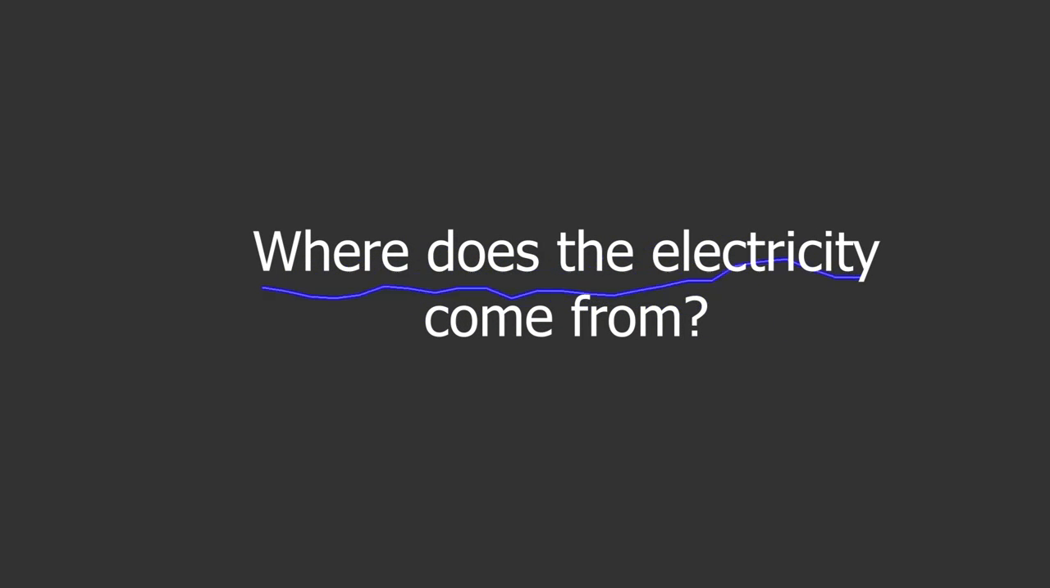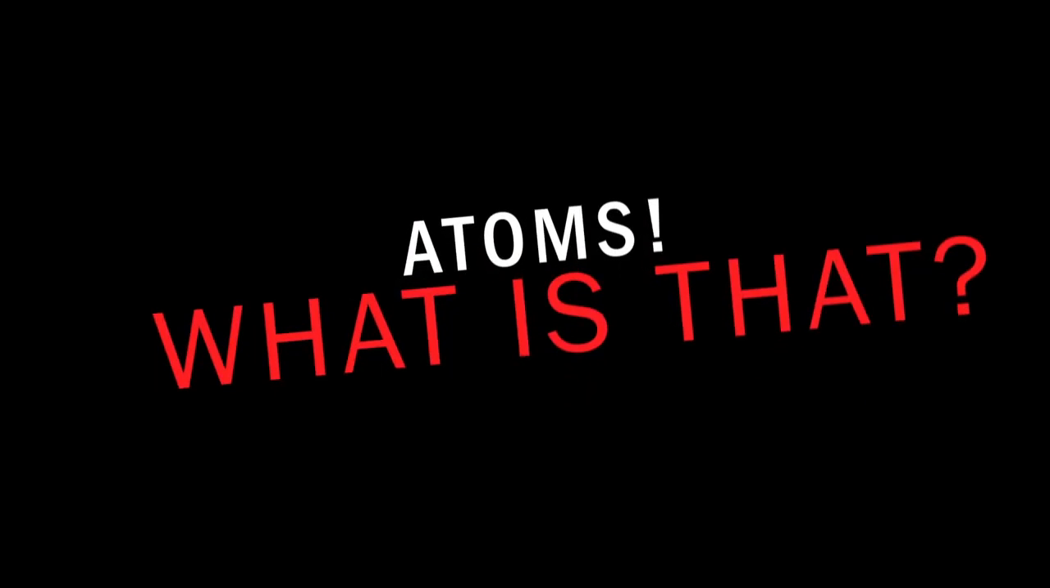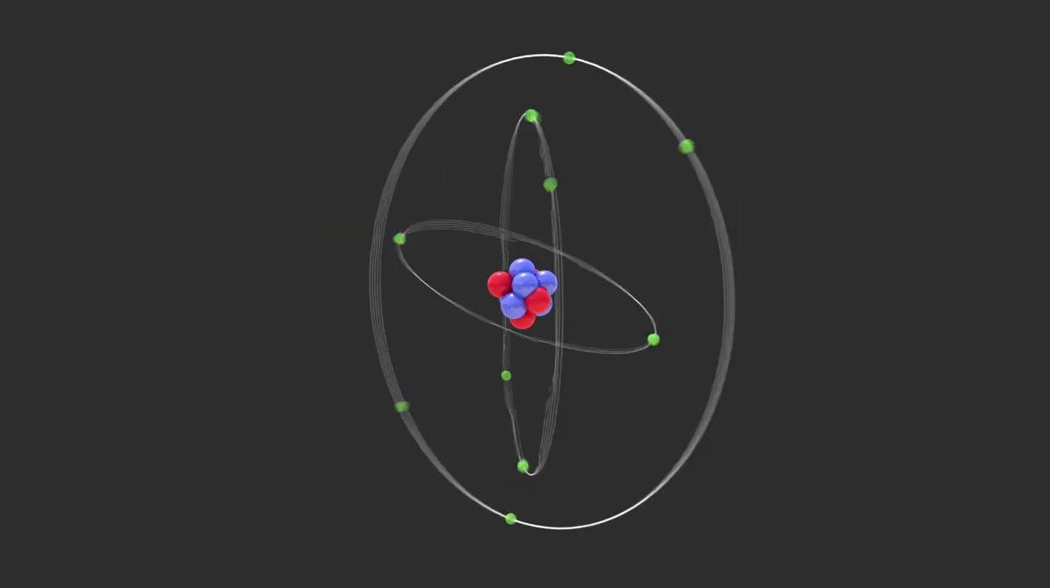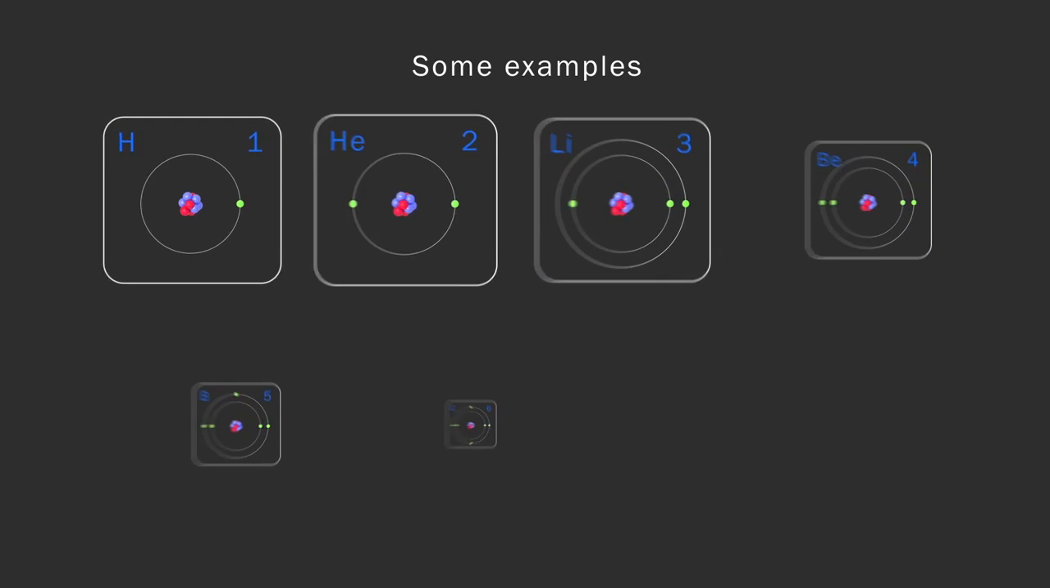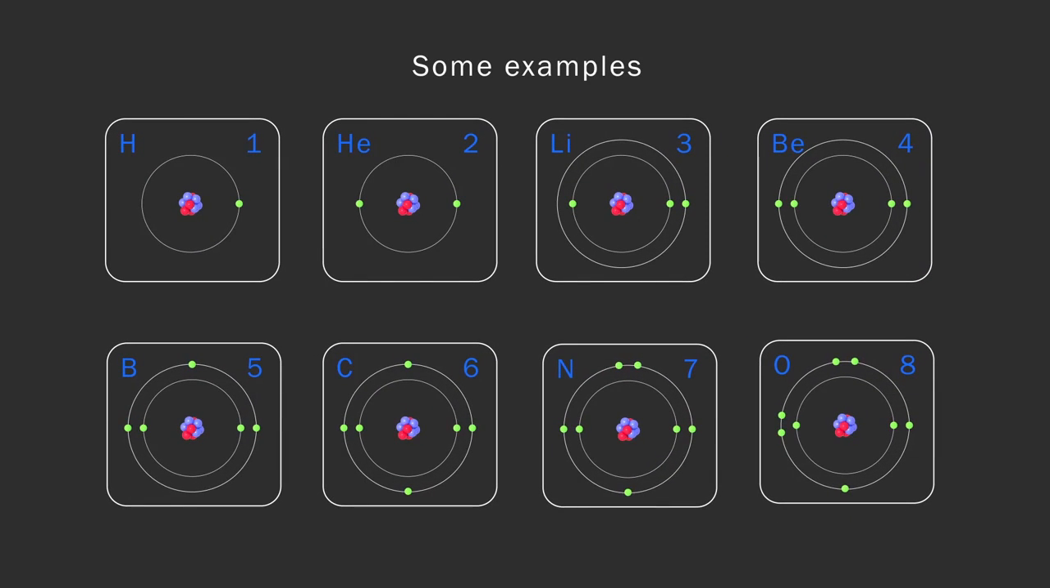All matter is made up of atoms. Then you will ask the next question, what are atoms? Atoms are the smallest part of an element. They are composed of a nucleus and electrons. Electrons surround the nucleus. Elements are identified by the number of electrons in orbit around the nucleus of atoms, and by the number of protons in the nucleus.